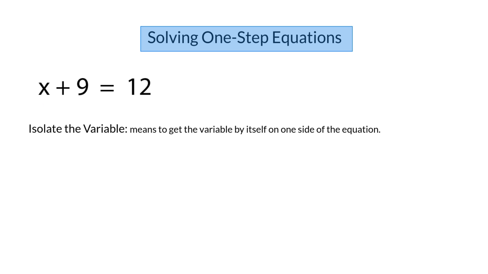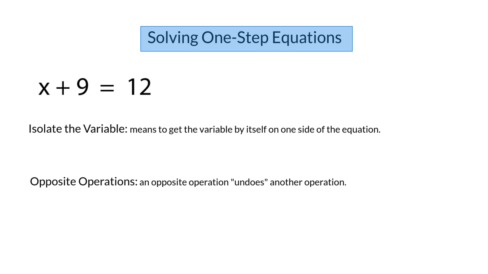The goal of algebra and solving one-step equations is to do something called isolating the variable, which means I'm trying to get the variable on one side of the equation all by itself, and I'm trying to get all the numbers onto the opposite side of the equation. In order to do that, I'm going to use something called opposite operations. An opposite operation undoes another operation. So I can use subtraction and addition, and I can use multiplication and division. And what I use depends on what operation is being used in the equation I'm trying to solve.